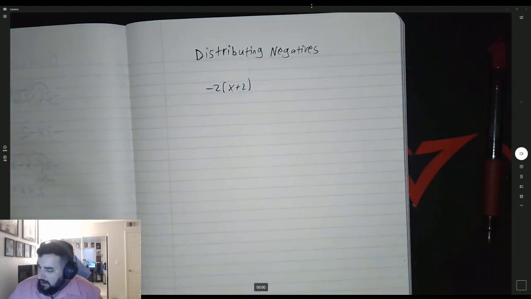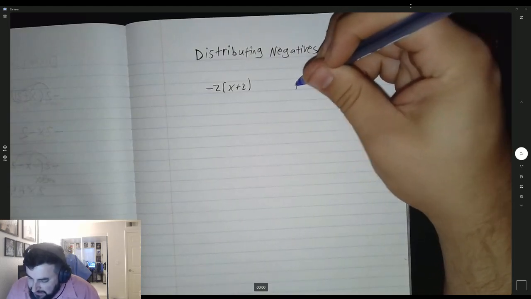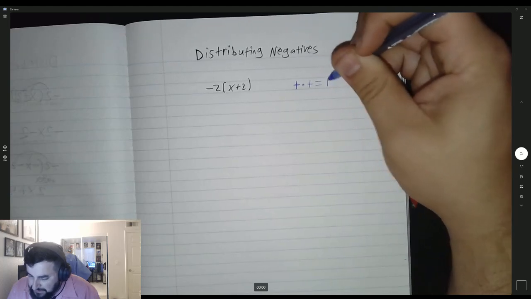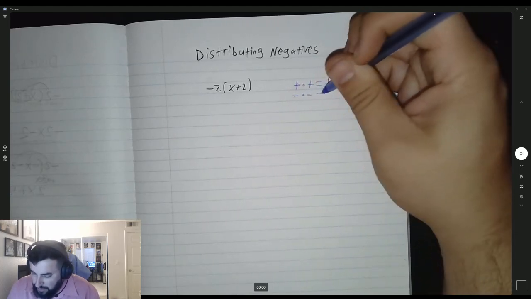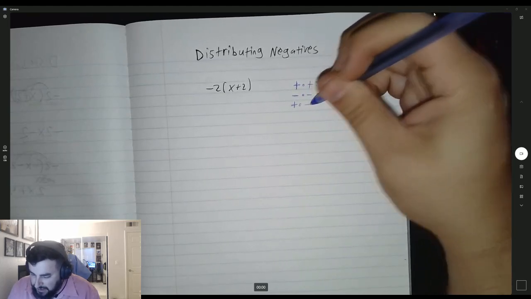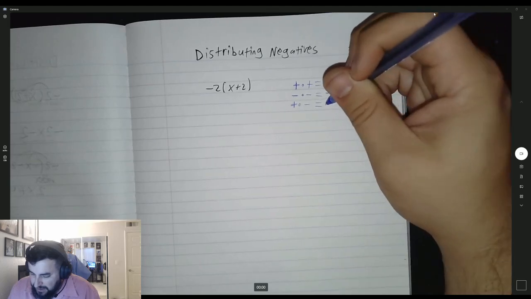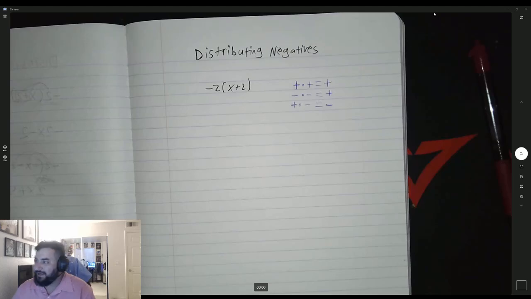Okay? Now, just a refresher, just in case you don't know, when you multiply, the rules of multiplication: a positive times a positive will always give you a positive. A negative times a negative will always give you a negative. And a positive times a negative will always give you a negative. Wait, I messed up here. That's also a positive. Sorry, brain farts late at night.